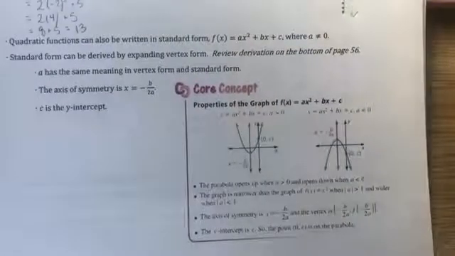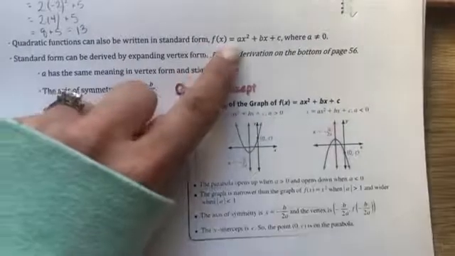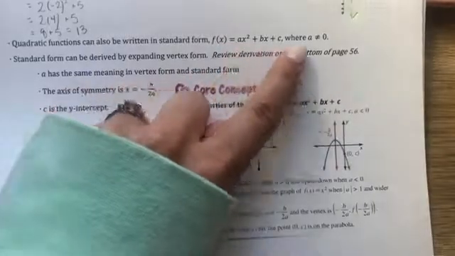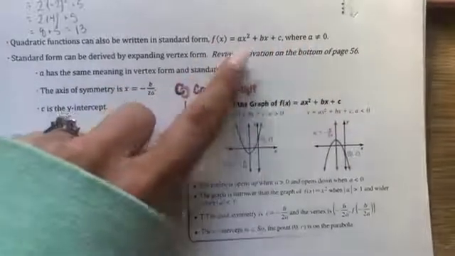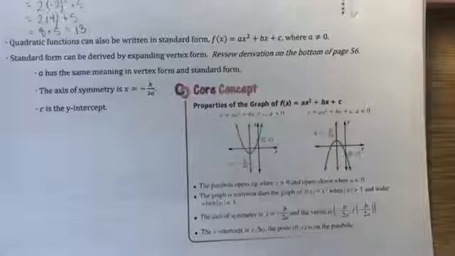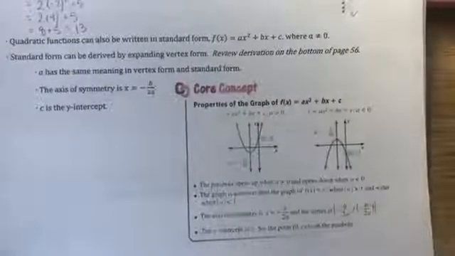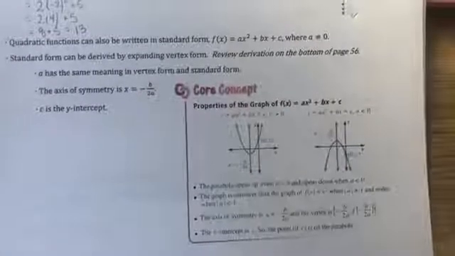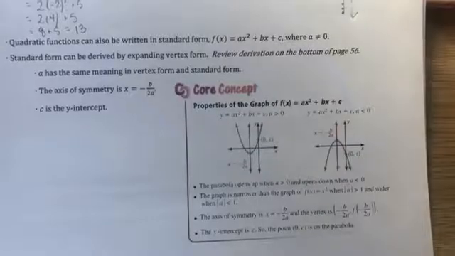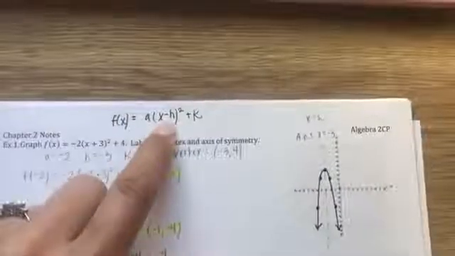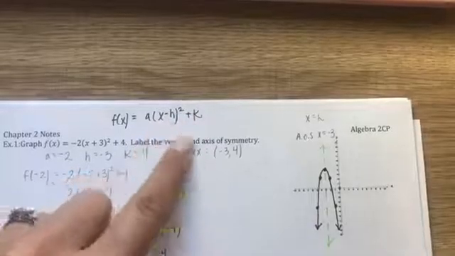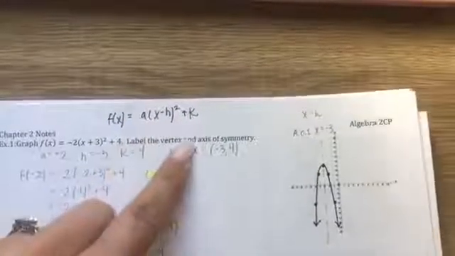So quadratic functions can also be written in standard form, and standard form may look pretty familiar. It's f of x equals ax squared plus bx plus c, where a can't be 0 because then the x squared disappears. So standard form can be derived by expanding vertex form, and expanding vertex form just means, I'm going to go up to vertex form really quick, foiling this out and then simplifying it until it's in standard form.